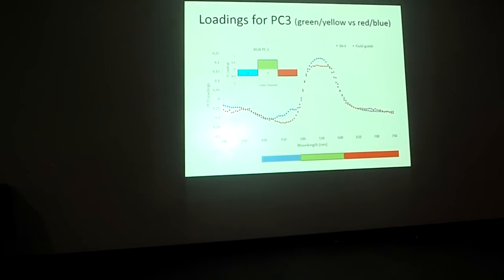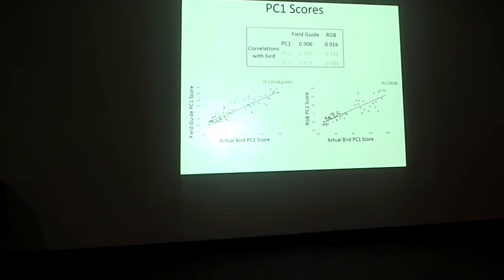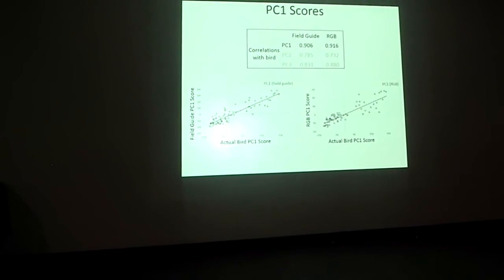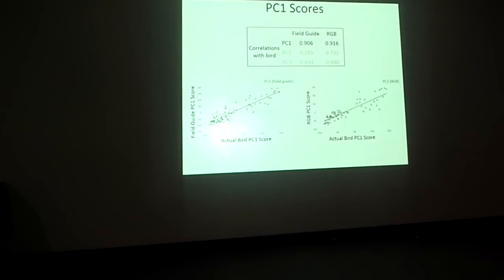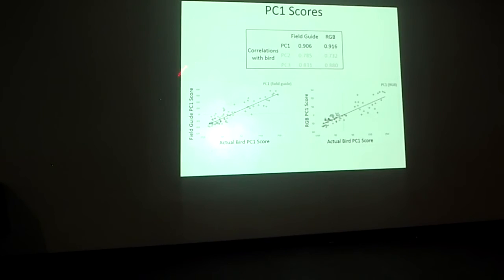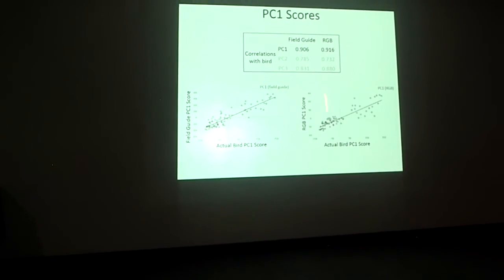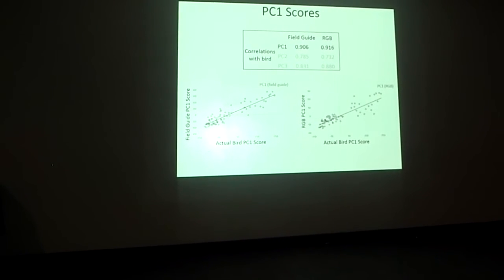The other thing we can do is look at the correlation. For each of those 73 different color elements that we measured, we can look at its score in PC1 for the actual bird, the PC1 for the field guide, and the PC1 for the RGB, and look at how strongly they're correlated. And lo and behold, if you look at the correlations between the actual bird PC1, the field guide PC1, and the RGB PC1, we see very strong positive correlations, with the correlation coefficient over 0.9.